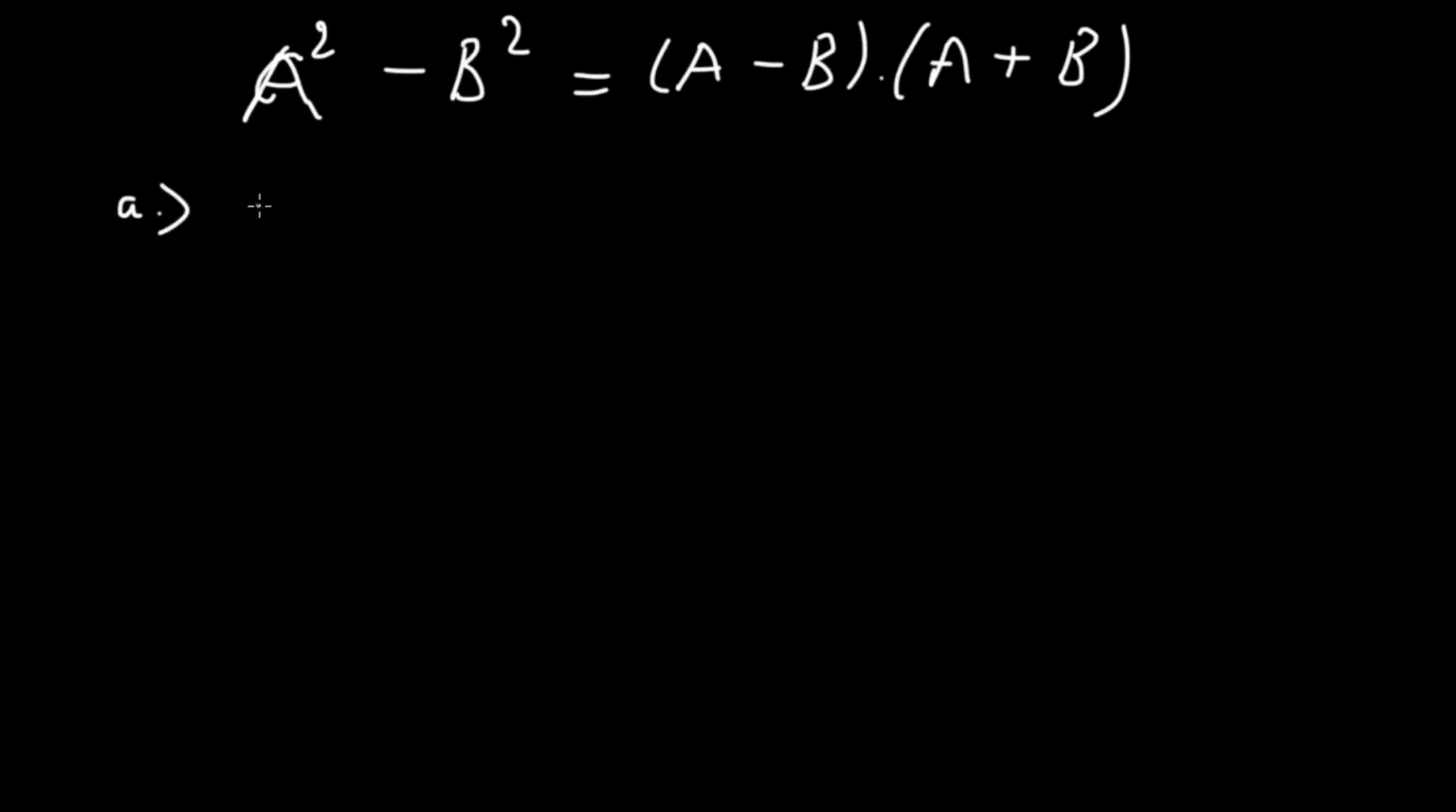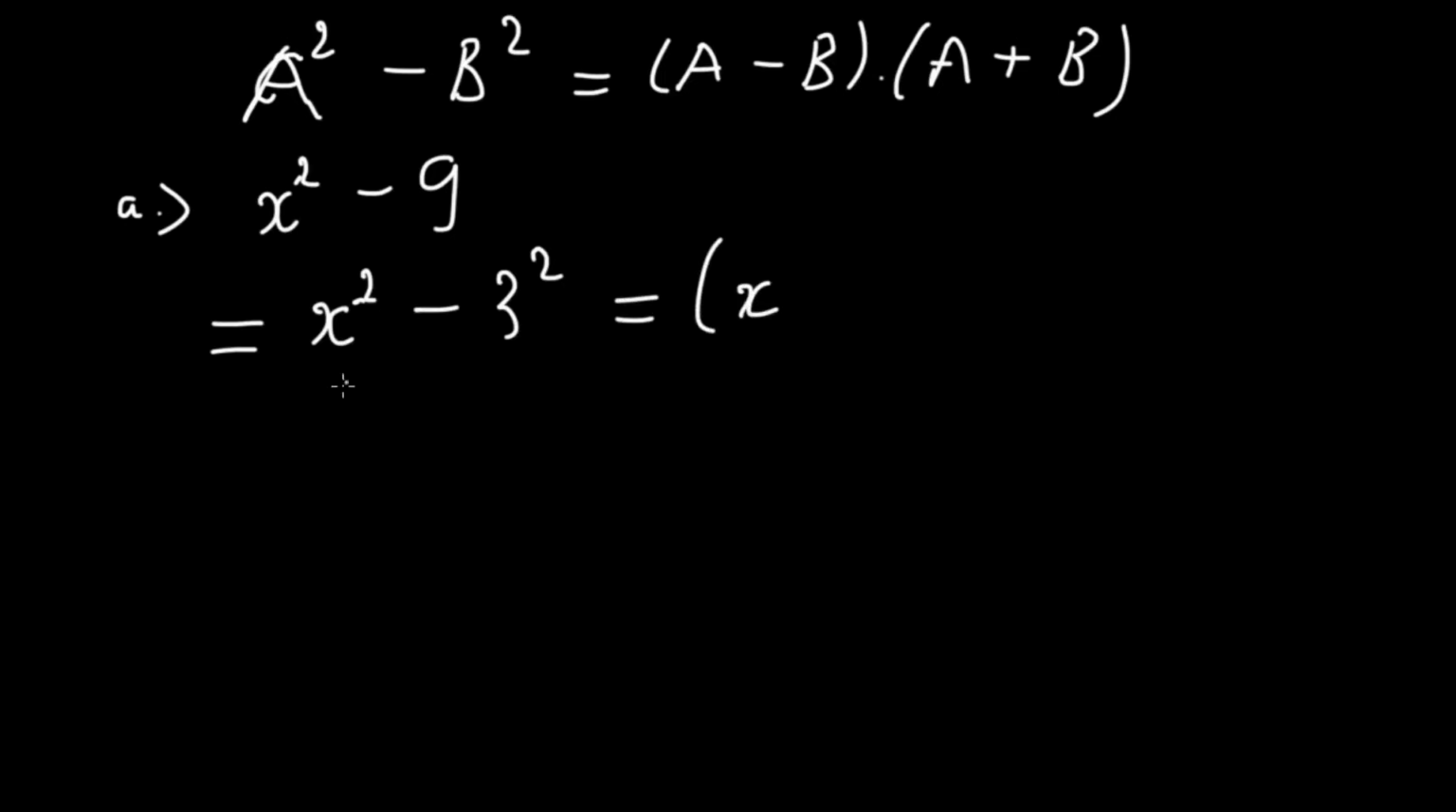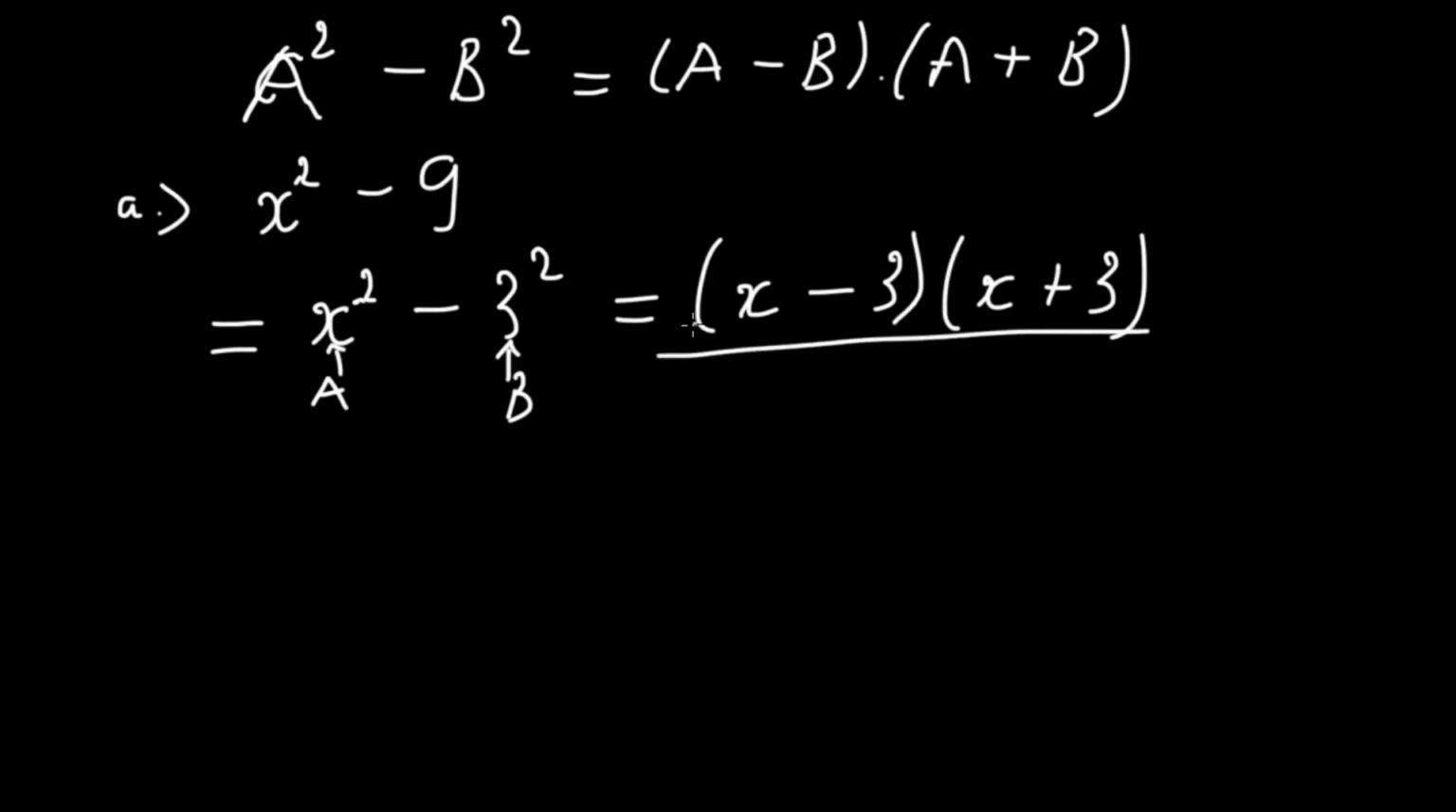A, x squared minus 9. We see x squared has the form of a squared right here, right? And then 9 is 3 squared. So we rewrite it as x squared minus 3 squared. And you see it's exactly the form above, a squared minus b squared. And a equals x, right? And b equals 3. This is a, and this is b. So a minus b is x minus 3, right? Times x plus 3. And this is the final answer for this question.